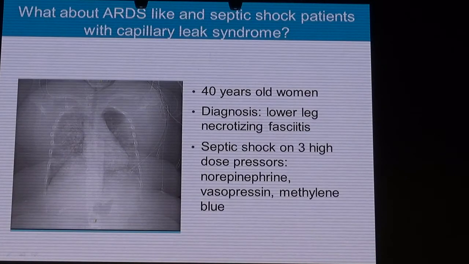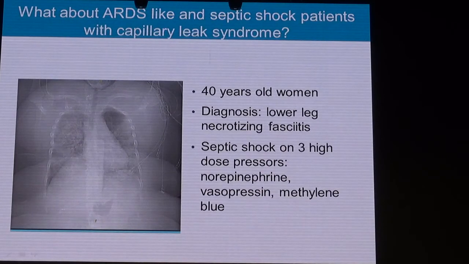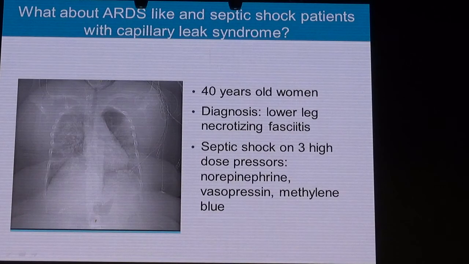But one would say, okay, however, we don't always have normal lungs. We usually have patients like this coming to the ICU. This was a 40-year-old patient with a diagnosis of lower leg necrotizing fasciitis. As you can see, the folds of obesity are pretty large. This patient had a BMI around 80, and was on maximized pressors, with norepinephrine, vasopressin, and methylene blue.